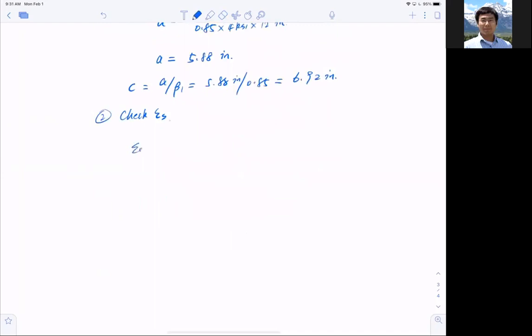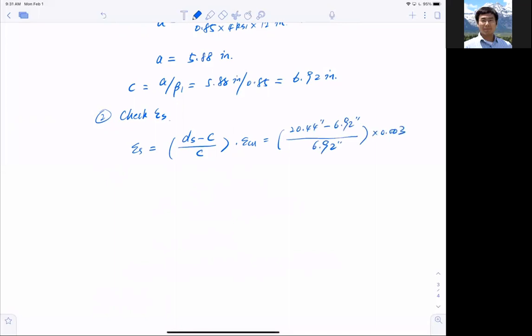So epsilon s equals depth, now this is ds, okay? Minus c divided by c and multiply epsilon cu. So ds we said is 20.44 inch, okay? And minus 6.92 inch divided by 6.92 inch and multiply by 0.003, okay? And now compute this out, and I got the strain in the steel equal to 0.00586.